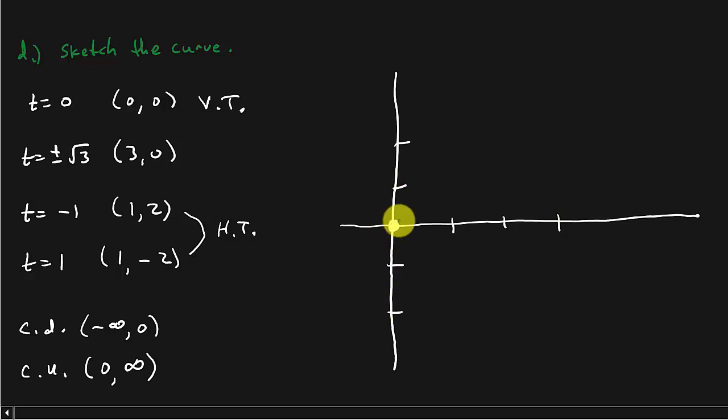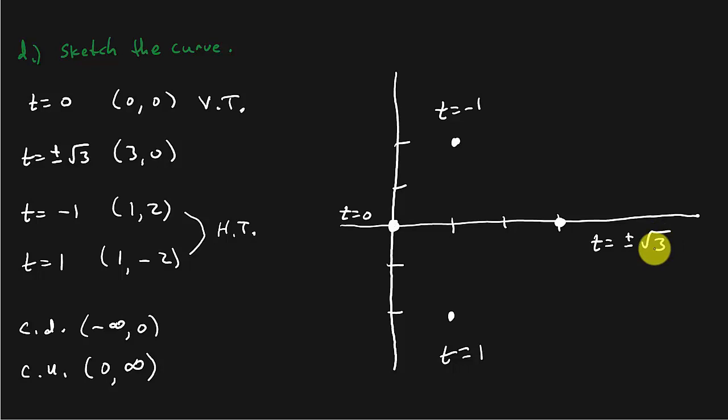So I got the point (0, 0), and that is when t equals 0. I got the point (1, 2), and that's when t equals -1. I got the point (1, -2). That's when t equals 1. I've got the point (3, 0), and that's when t is equal to plus or minus square root of 3. That's where it's going to cross itself, right? All right, so how am I going to draw this?